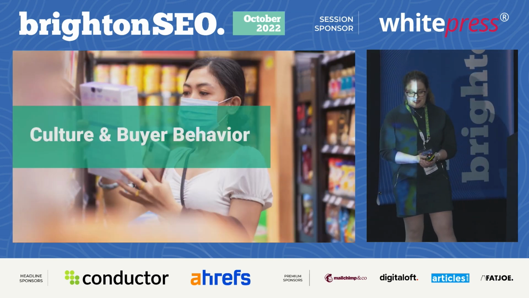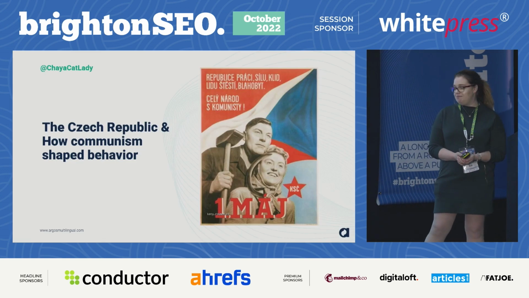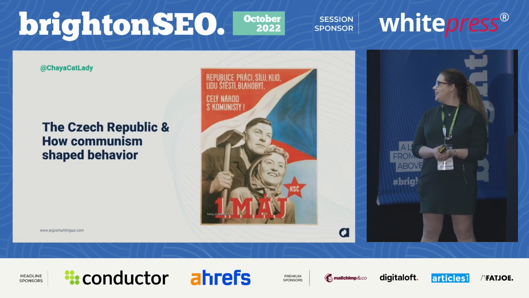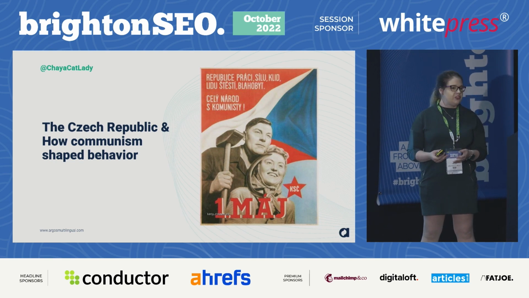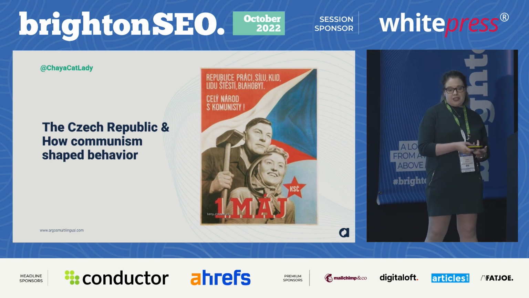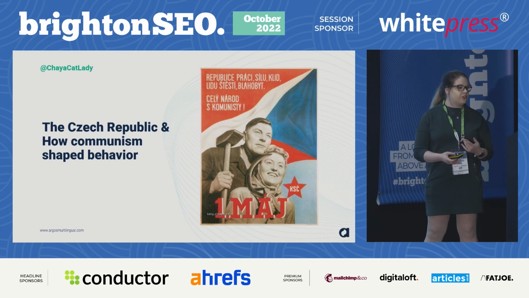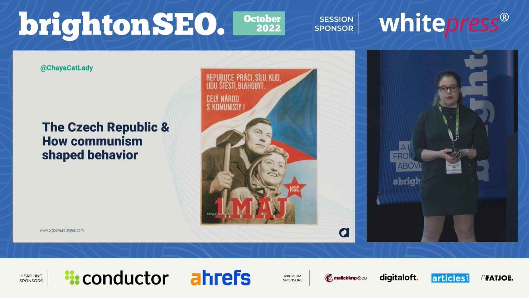So, moving on, let's look at culture and buyer behaviour. My second home, the Czech Republic. Let's take a look at how communism shaped buyer behaviour. We hate to admit it, we'll never admit it, but actually it's true. Back in communist times, people didn't have resources. Things were hard to come by. You had to bribe people sometimes to get stuff that you wanted. So if something broke, you had to fix it.